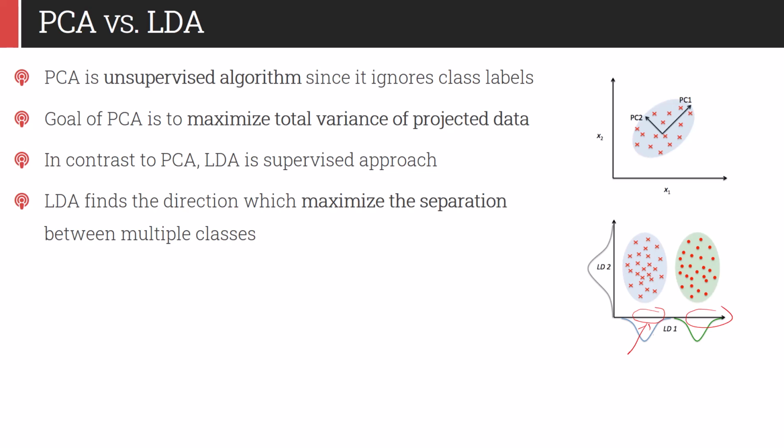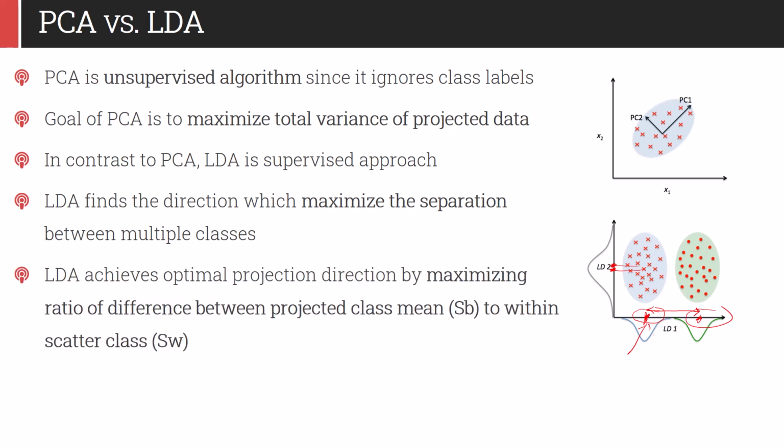LDA finds the direction which maximizes the separation between multiple classes. Right? So here now, instead of variance, it will look for the class mean. That class mean should be as far as possible from each other. So here the projected class mean is somewhere here, it is here. But if we project it on this axis, then class mean of this would be somewhere here. Class mean of this would be somewhere here, very close to each other. Right? So we are not able to separate them properly. But if we project it here, then we are getting the maximum distance. So this axis will be the first choice for LDA. So class information it is considering.